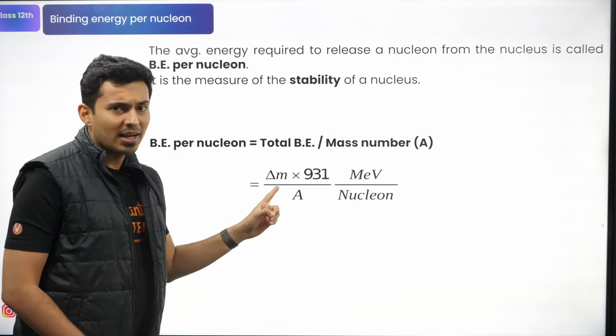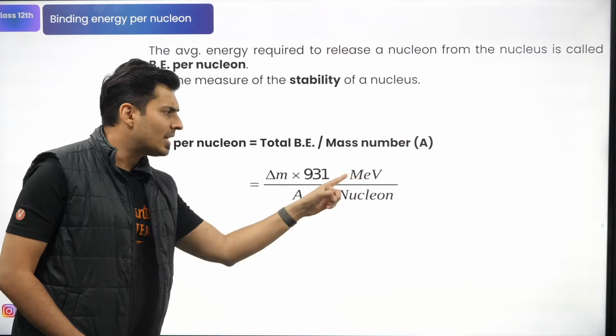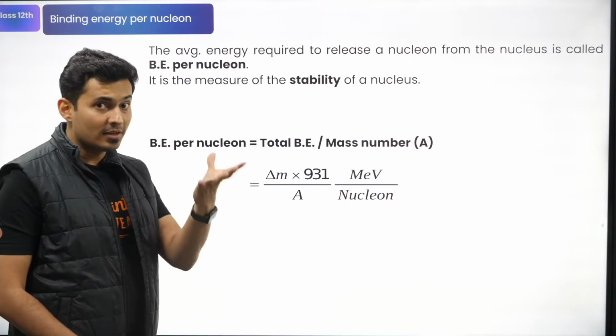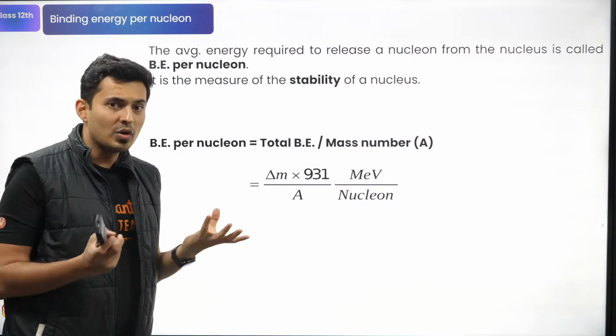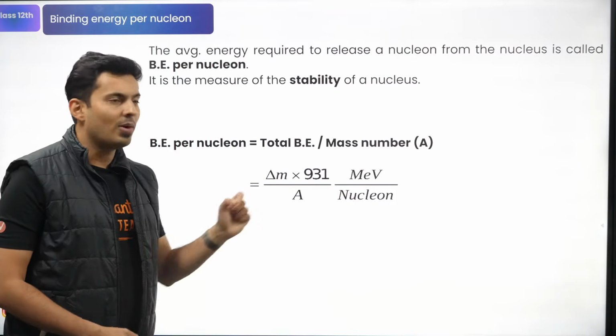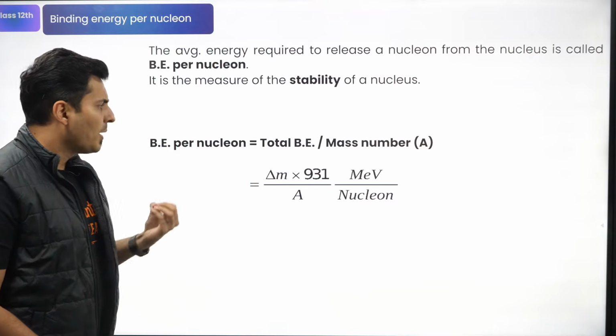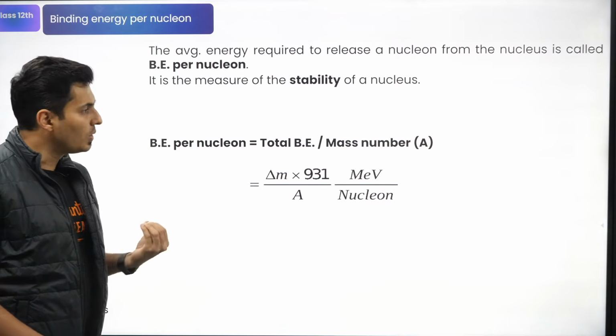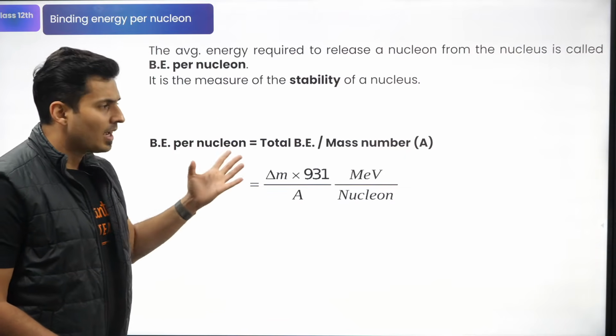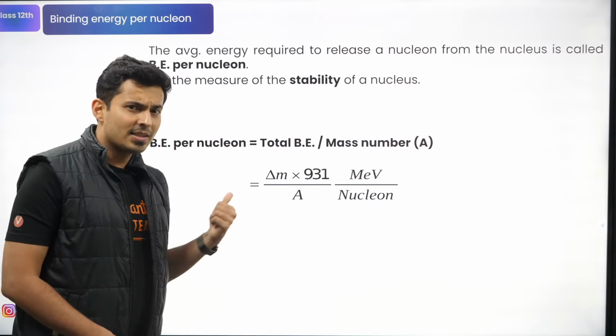So delta m is the mass defect, into 931, that's the mega electron volt of energy released. A is the number of neutrons and protons together, so we divide by it. That's your binding energy per nucleon, which is there for every element. Now, like I said, it decides the stability.